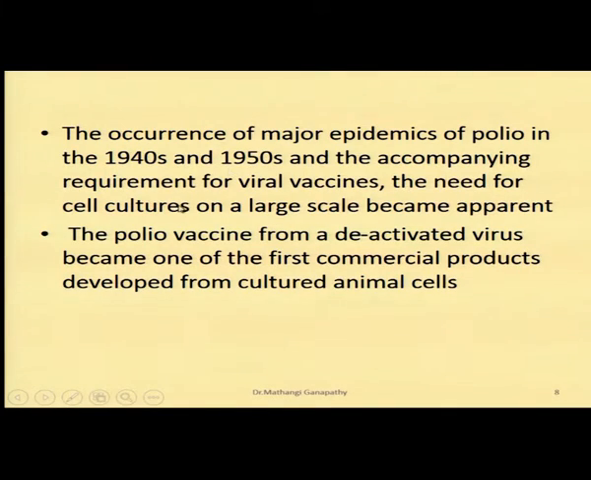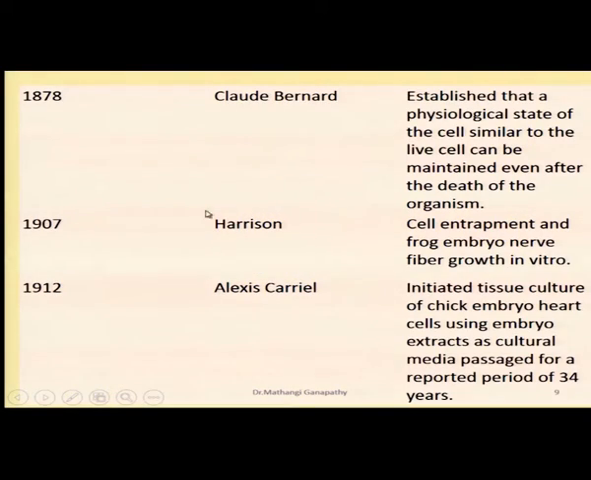The occurrence of the major epidemics of polio in the 1940s and 1950s, and the accompanying requirement for a huge amount of viral vaccines, actually paved the way for the development of cell cultures on a large scale, primarily to produce vaccine against polio. So a huge breakthrough was made during this particular period. The polio vaccine from the deactivated virus became one of the first commercial products developed from cultured animal cells.